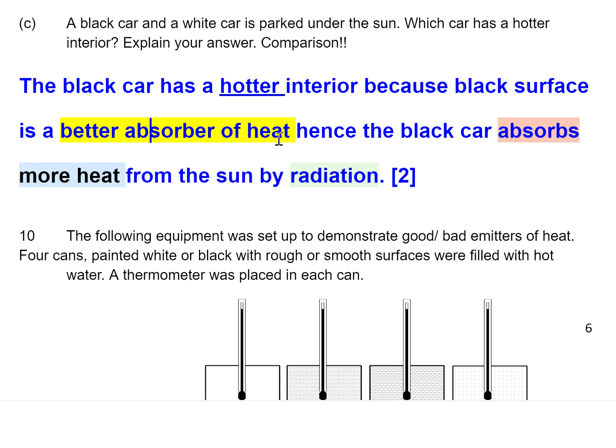And I said that the black surface is a better absorber of heat. In this case, the car is parked under the sun, so it will be absorbing heat from the sun. Because the black surface is a better absorber of heat, it will be able to absorb more heat from the sun by radiation. So I've already covered all the 4 points. You can see the black car gains more heat from the sun, that's fine. Basically, you need to mention which direction the heat is traveling, and of course, not to forget the process of radiation.